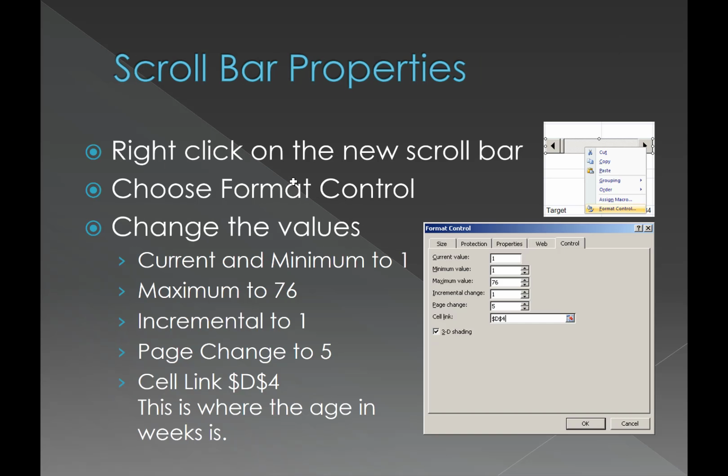Okay, bar's drawn. Now, right click on that bar, choose Format from the menu that pops up. And we're going to change it so the youngest the bird can be is 1. The current value is going to sit at 1. The maximum, 76 weeks, 1 old bird. The increment change, meaning every click, 1. Page change, if you hit page up and page down, let's have it jump like 5. And then lastly, where is all this going? D4. That's where we want it to go. So let's try that.